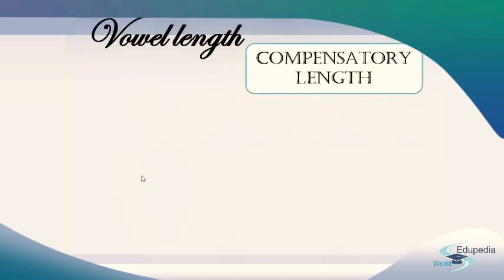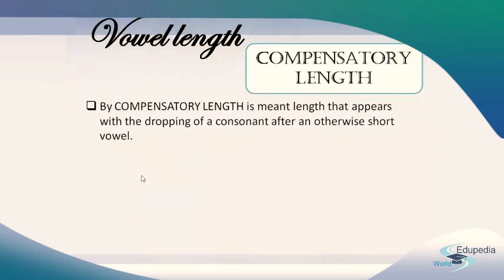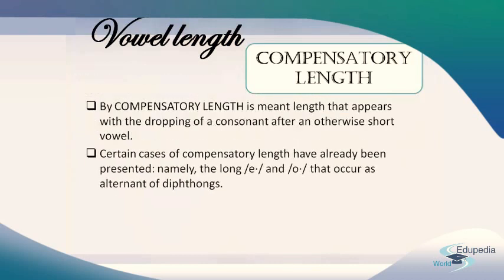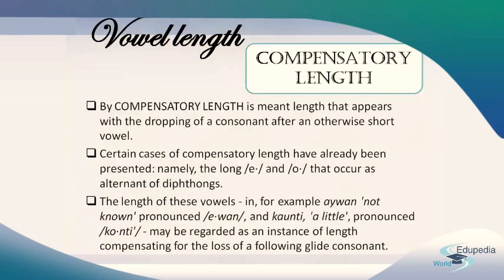Next, we have the compensatory length. By compensatory length is meant length that appears with the dropping of a consonant after an otherwise short vowel. Certain cases of compensatory length have already been presented, namely the long e and o that occur as alternates of diphthongs. The length of these vowels in, for example, ayaw, not known, pronounced eh, and kaunti, a little, pronounced konti, may be regarded as an instance of length compensating for the loss of a following glide consonant.